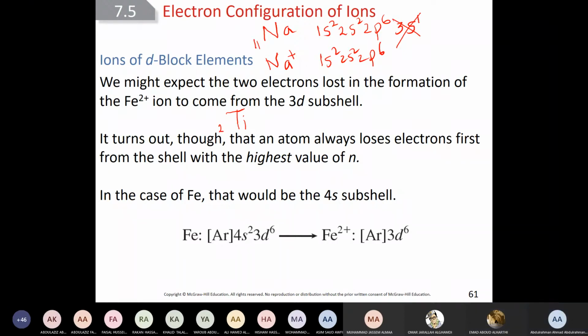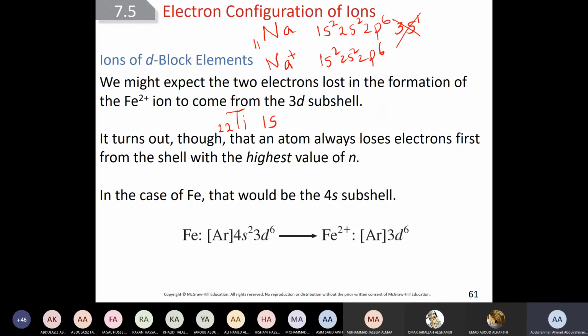What's the atomic number of titanium? 22. 22, sorry. I wrote 23. So yes. Good. 22. Okay. Can you write the electronic structure?